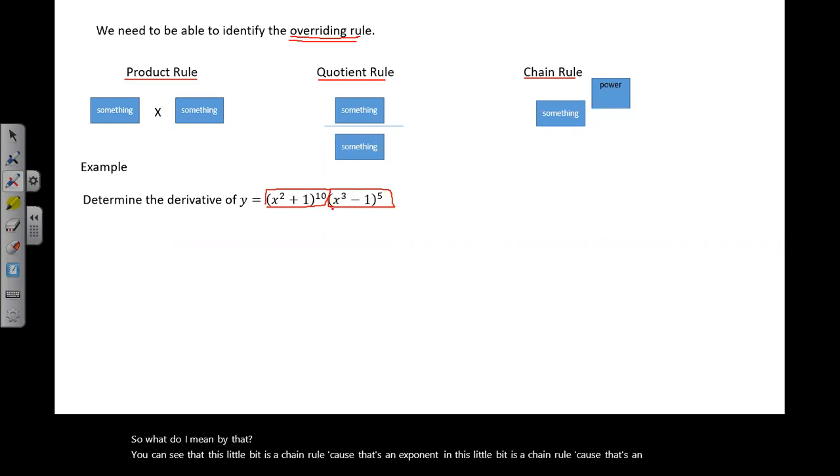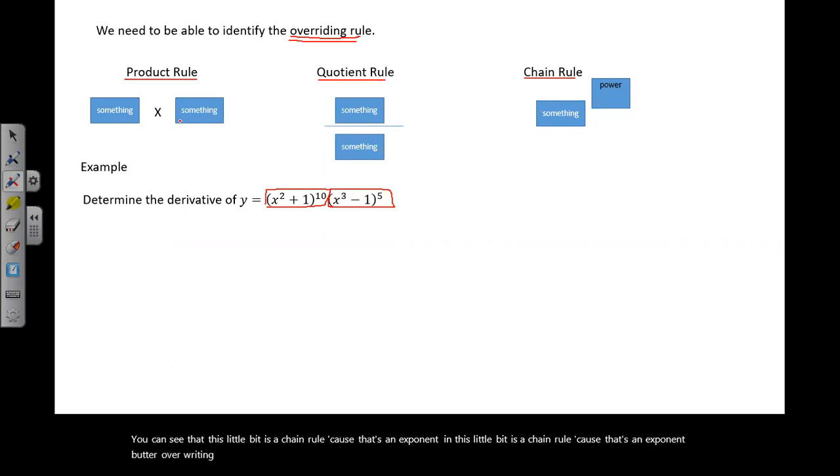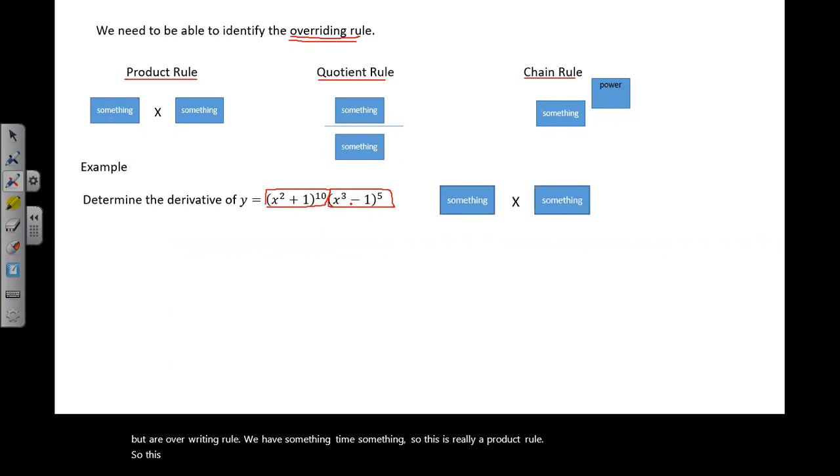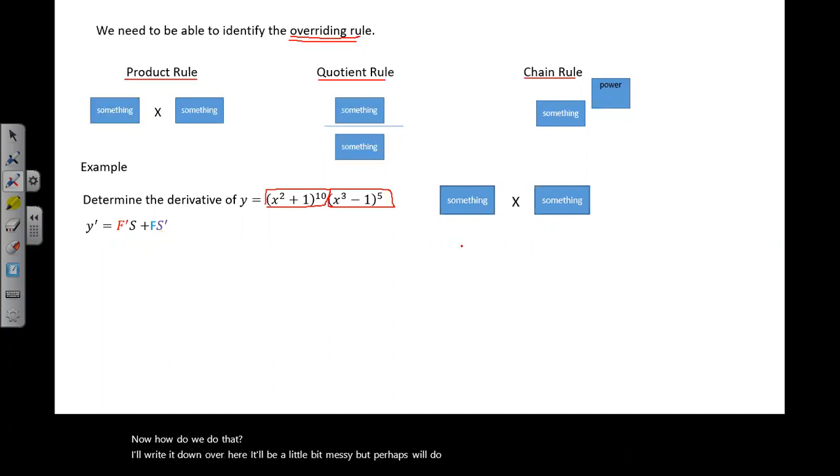But our overriding rule, we have something times something. So this is really a product rule. So this function times this function gives us a product rule. So I'm going to do derivative of first times second plus first derivative of second. Now, how do we do that? I'll write it down over here. It'll be a little bit messy, but perhaps we'll do it gradually and then look at it nice and neat.